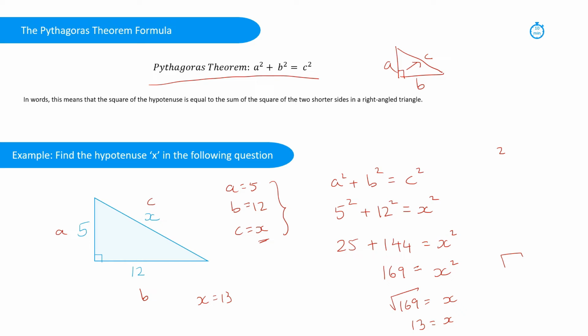So this is 13 units long, if this length is 5 and this length is 12.